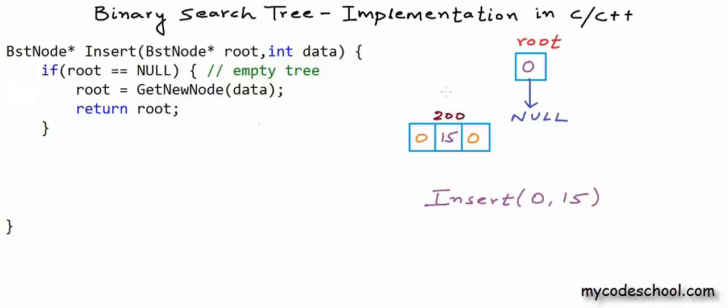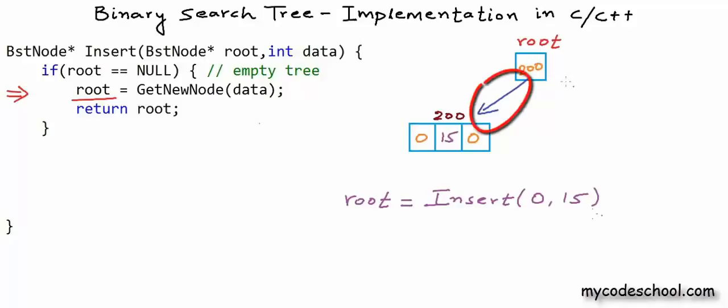Let's say we got this new node at address 200. The getNewNode function will return us address 200, which we can set as root here, but this root is a local variable. We will return this address 200 back to the main function, and in the main function we are actually doing this root = insert. So in the main function we are building this link.